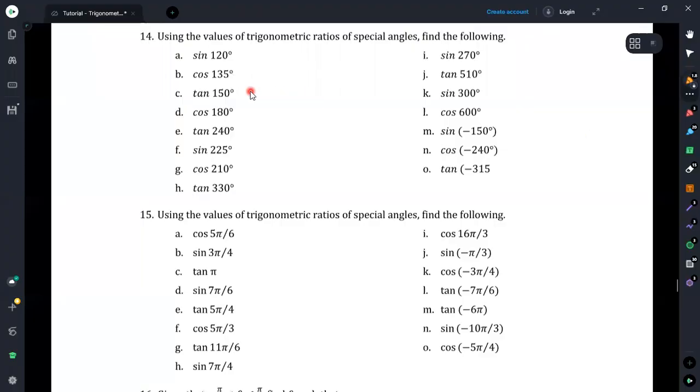Now we will move to the discussion of question number 14. Here I will discuss part A, part E, then H, J, and N. These will be discussed, and the remaining parts can be tried by yourselves.